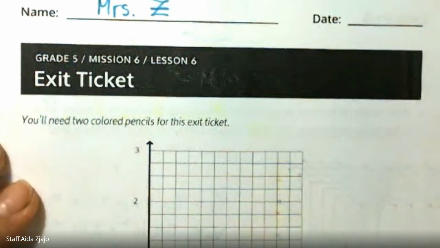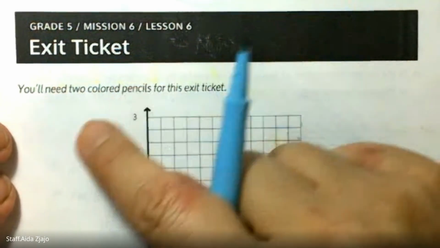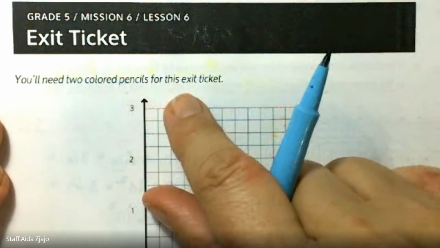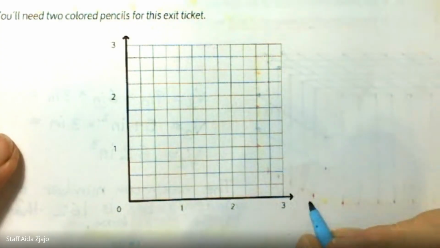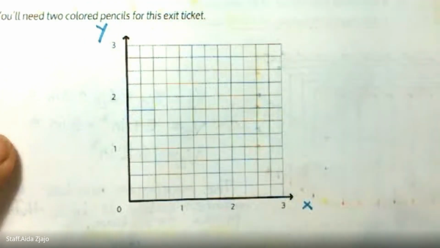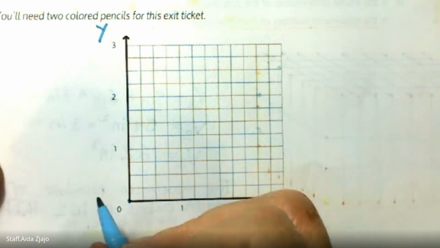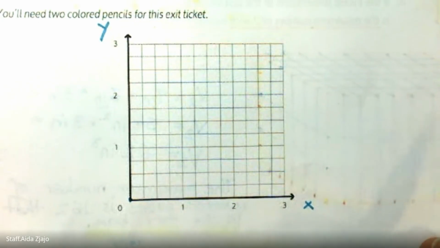Okay. Today we're going to talk about the Grade 5 Mission 6, Lesson 6, Exit Ticket. You will need a two-colored pencil for this exit ticket. Here is a coordinate grid, and this is quadrant 1, and we label the axes. This is X, positive X. This is Y, positive. And this is the origin, where the axes are perpendicular to each other.